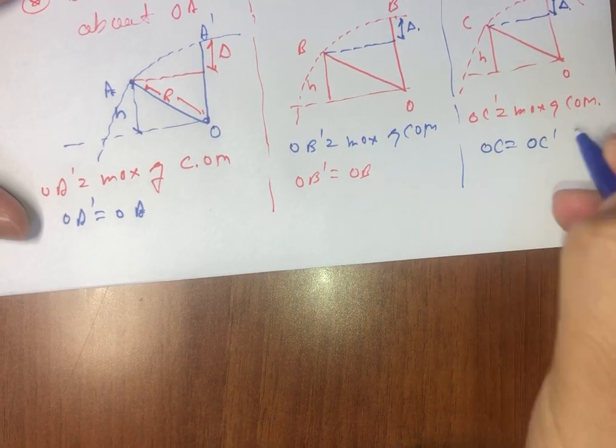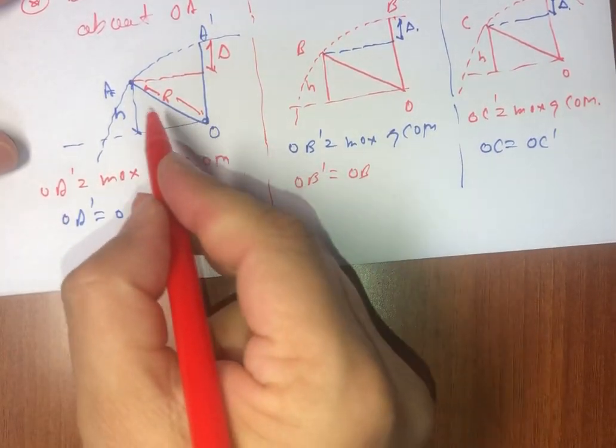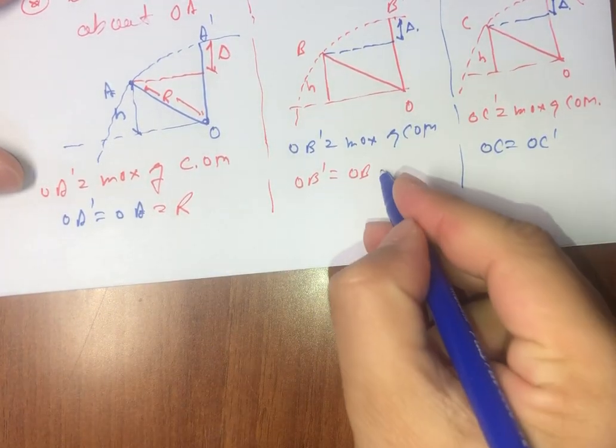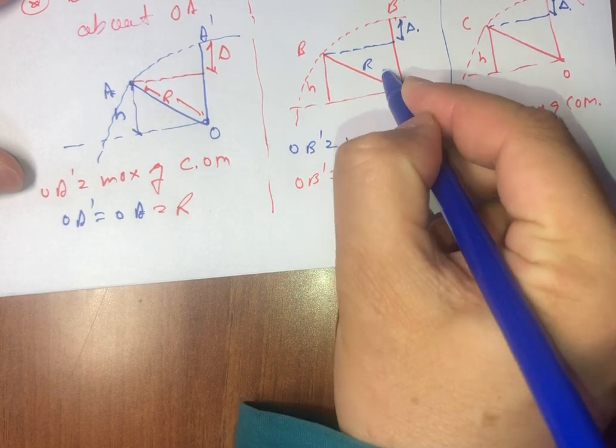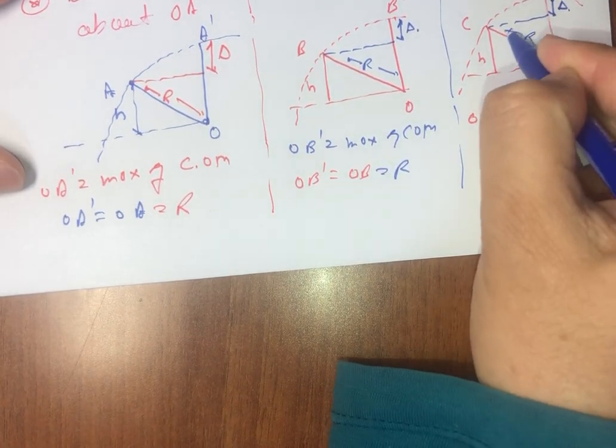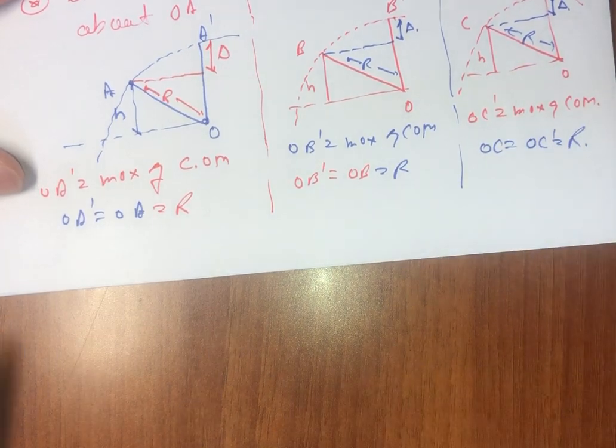And OC is equal to OC prime. And we said that let OA is equal to R, so this will be equal to R. This is also equal to R, we call this as R. And finally OC is also R, so we get R.